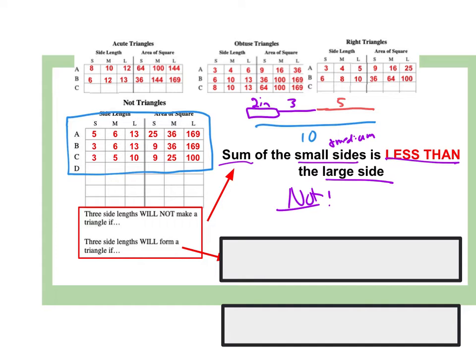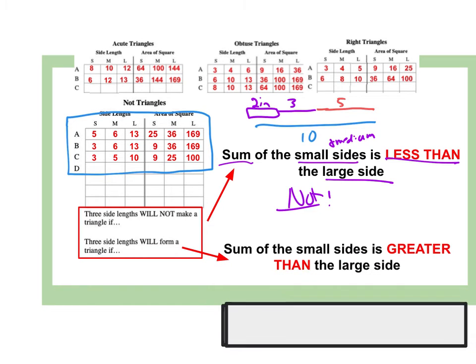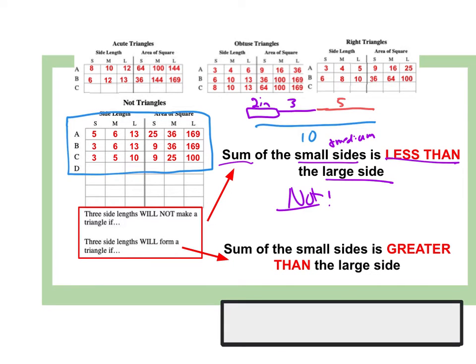But then the side lengths will form a triangle if the inverse is true. So if the sum of the small sides is greater than the large side, then it should form a triangle. That's what we're seeing here on all the rest of these up top, saying that 3 plus 4 is 7, that is larger than 5. We're seeing that 3 and 4, that's 7, that's larger than 6. We're seeing that 8 and 10, that's 18, that's larger than 12.